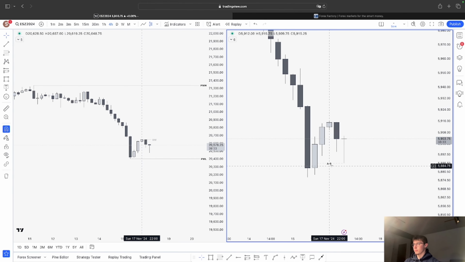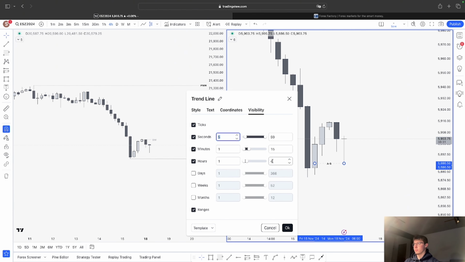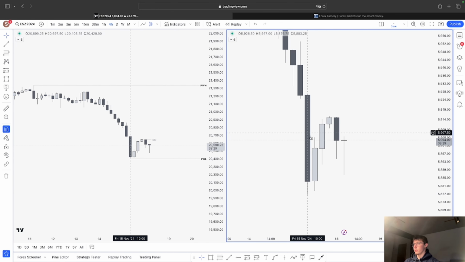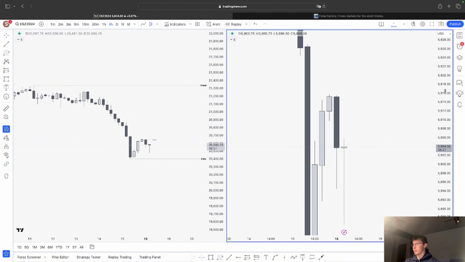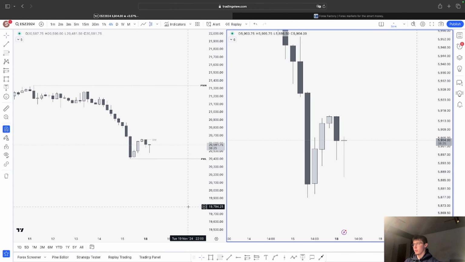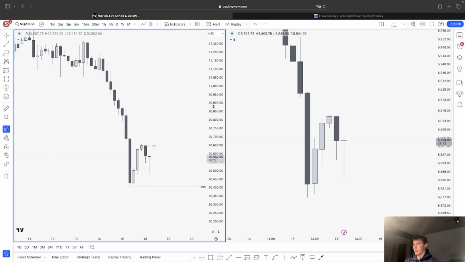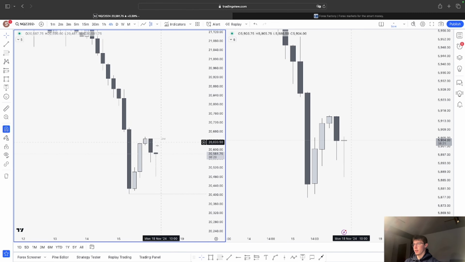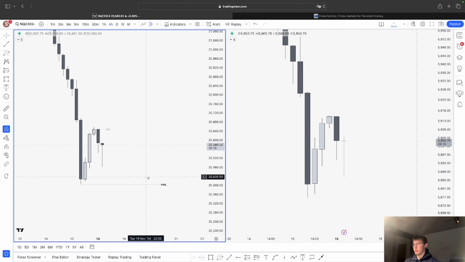On 4 hour, price created this FVG here. Actually, on ES we disrespected it, but on NQ we are respecting it nicely. We have also this devil mark right there, so I will be looking for it.